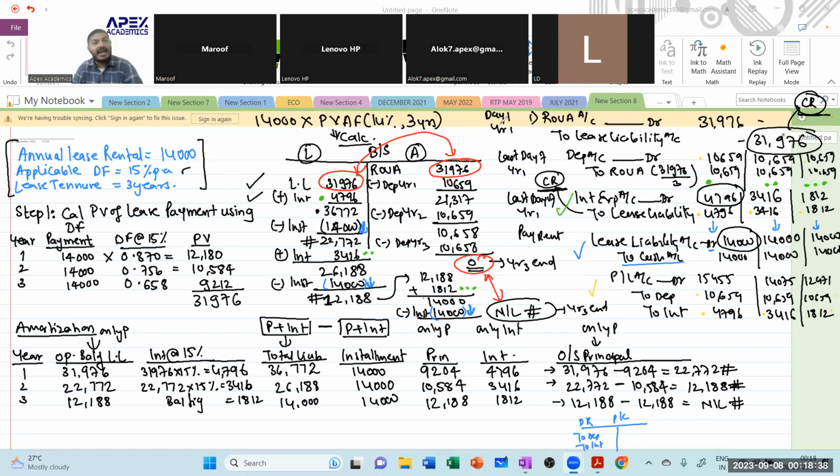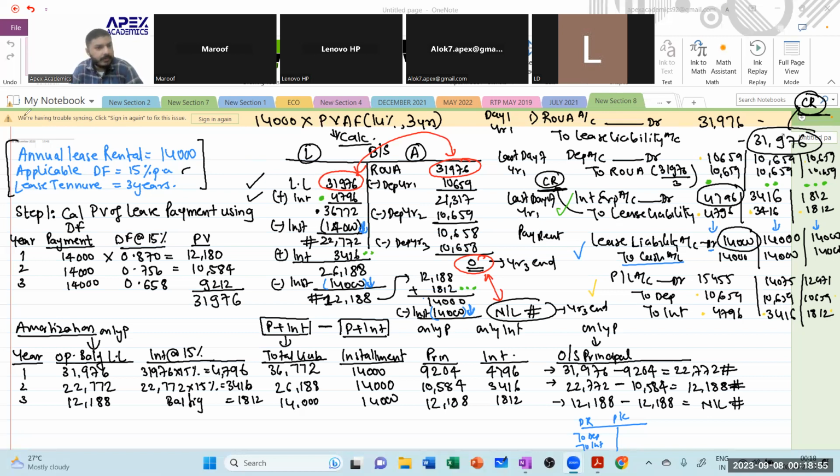This was leasing under IFRS. Under US GAAP, there is a difference. Are we ready to take a look at that difference now under US GAAP? Yes or no? Yes. All right.